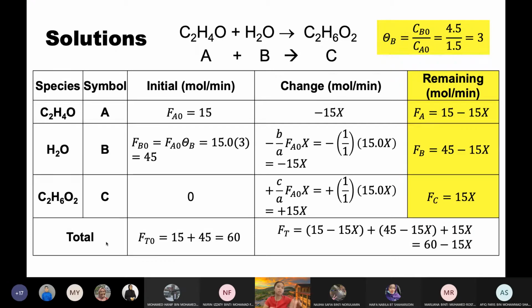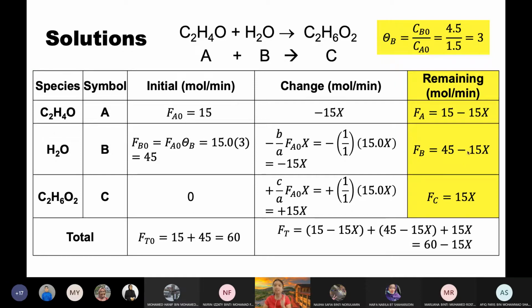So lastly, the last row, don't forget, you have to calculate total initial, total remaining. Like a mass balance, total in, total out. Change you don't need to calculate, change has no relevance. Total in, total out. Okay, so total in equals 15 plus 45, 60. Okay, that's all you calculate. So what about remaining? For remaining you have to be very careful because the remaining has numbers and has X. Number you add with number, X you add with X. So for example in this case for total remaining, what I will do normally, I will find the numbers first. So 15 plus 45, 60, done.